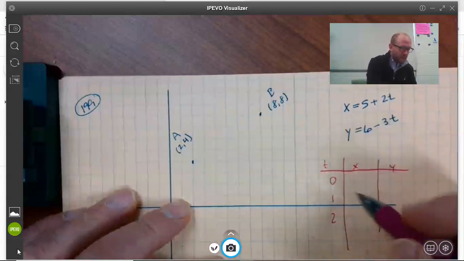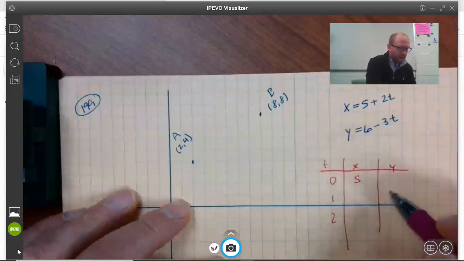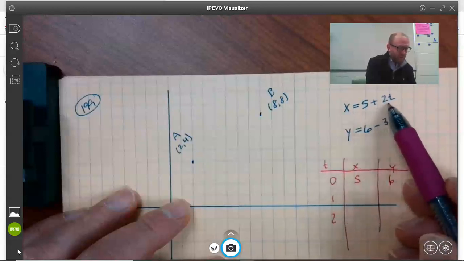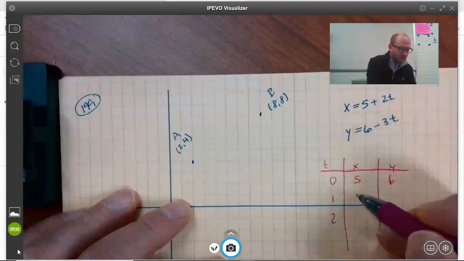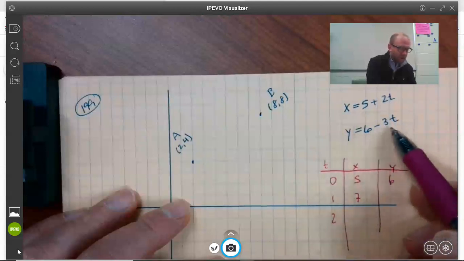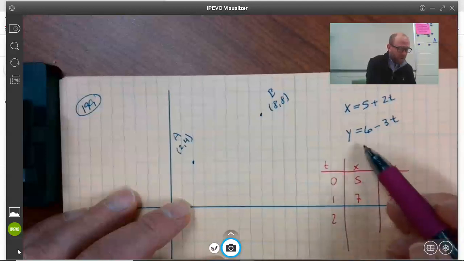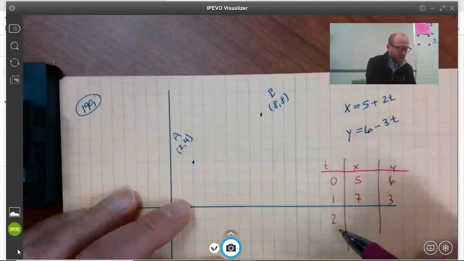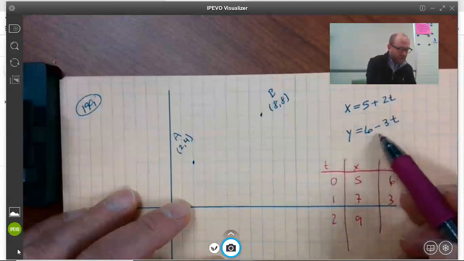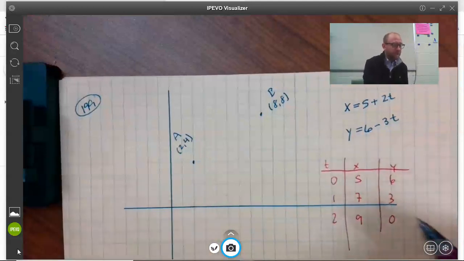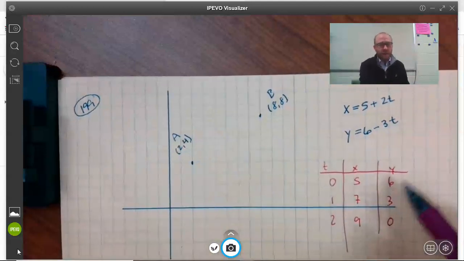Pick some easy values. How about 0, 1, and 2? Let's see, x would be 5 when t is 0, and y would be 6. If t is 1, 5 plus 2 times 1 is 7, and 6 minus 3 times 1 is 3. And if t is 2, then 5 plus 2 times 2 is 9, and 6 minus 3 times 2 is 0.